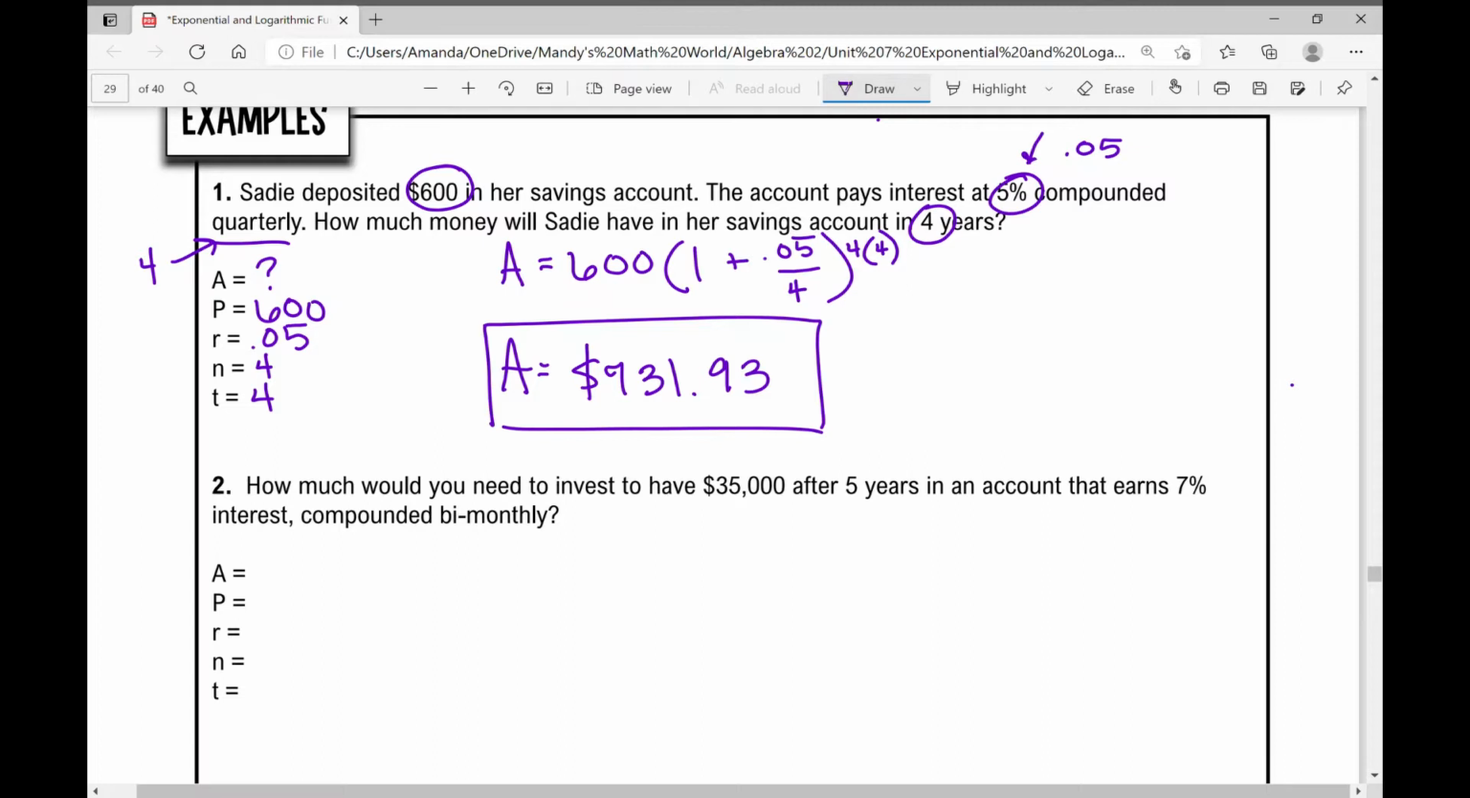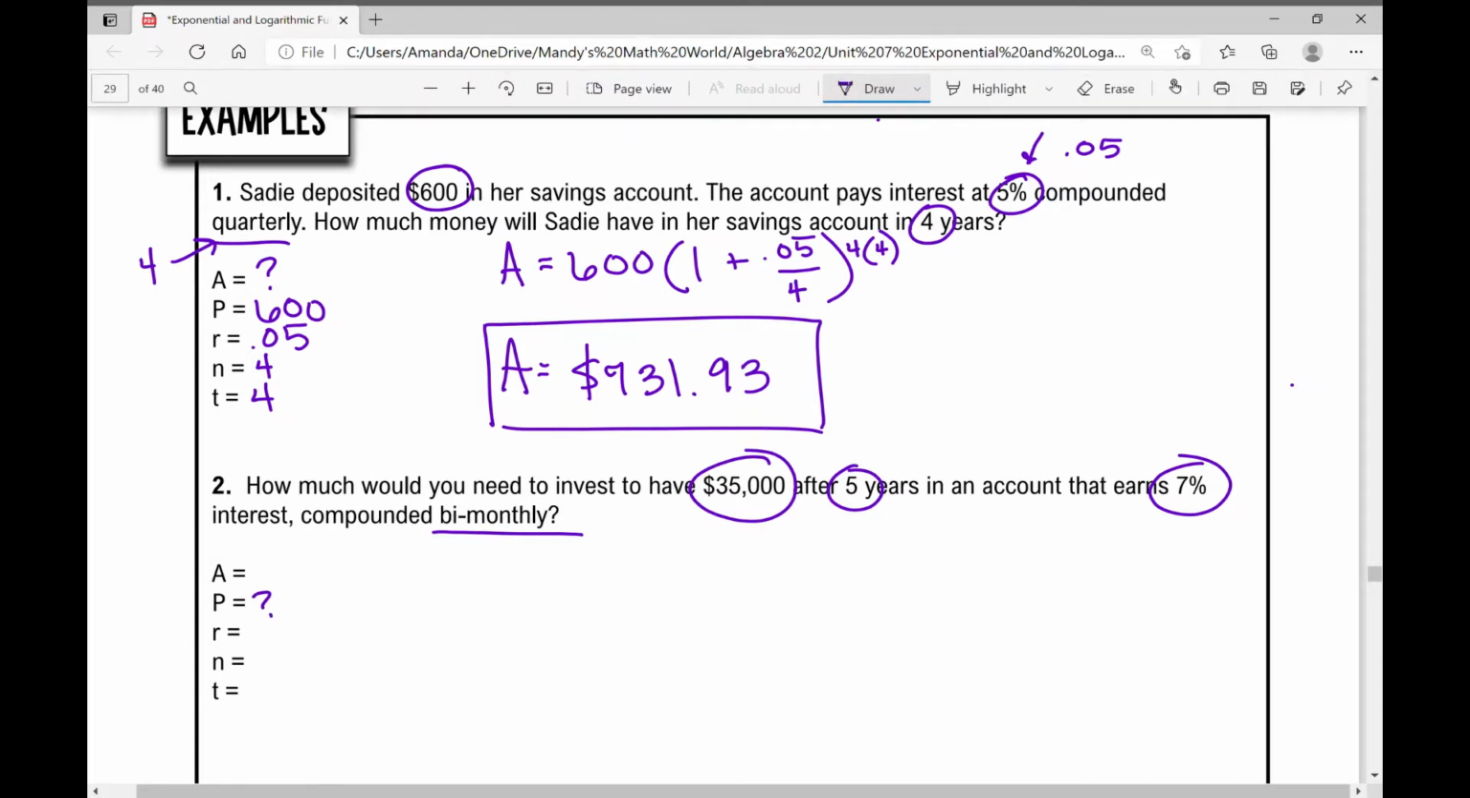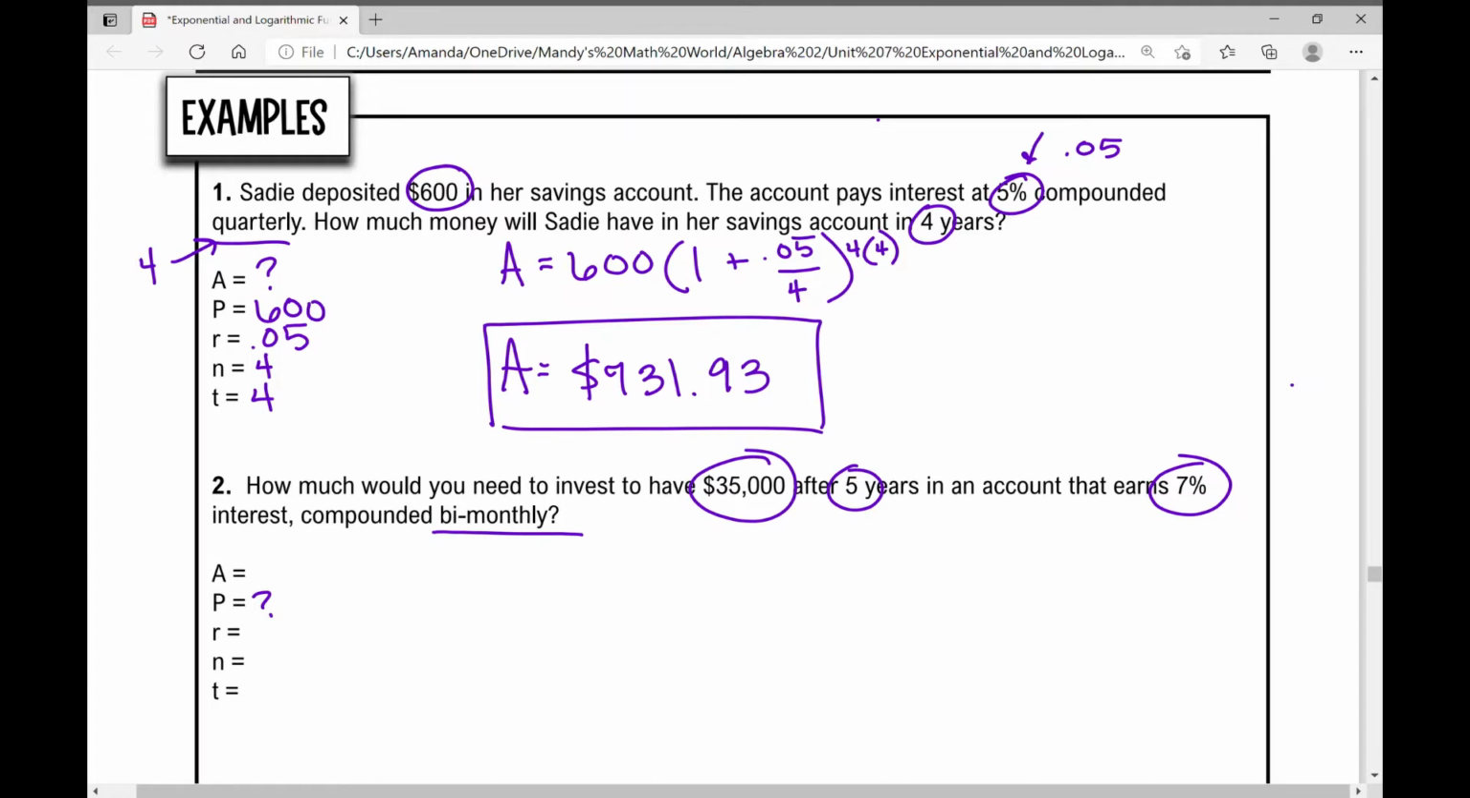Number 2 says, how much would you need to invest to have $35,000 after 5 years in an account that earns 7% interest compounded bi-monthly? Okay. All right. So let's go through this. How much money would you need to invest? What are we looking for? We're looking for that principal. We're looking for the initial amount. What do we want to have in our account after 5 years? The ending amount we want to be $35,000, and that's going to be 5 years. Okay, so T is 5.